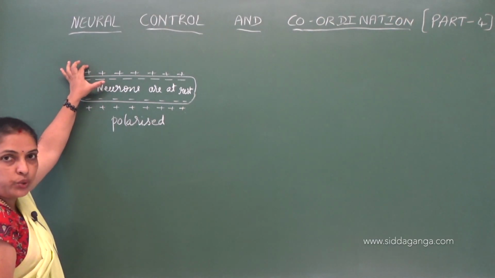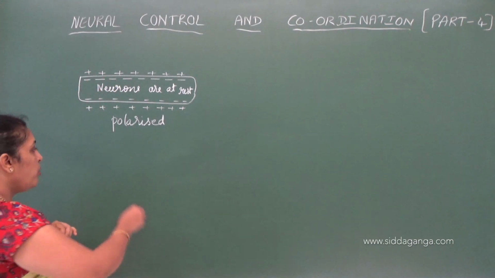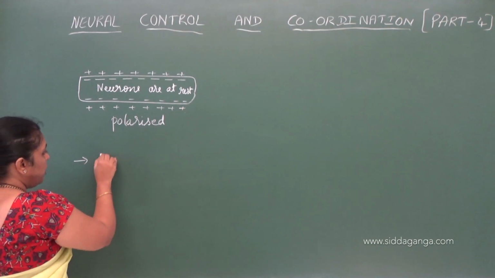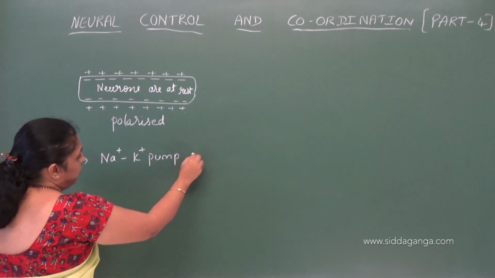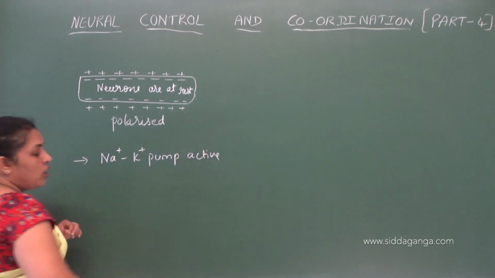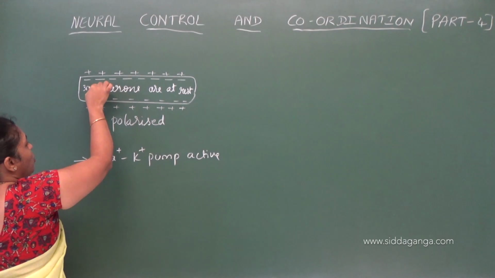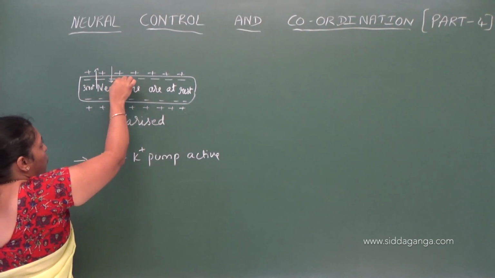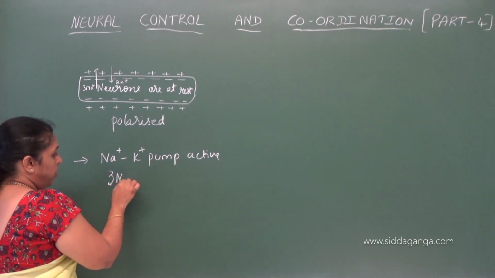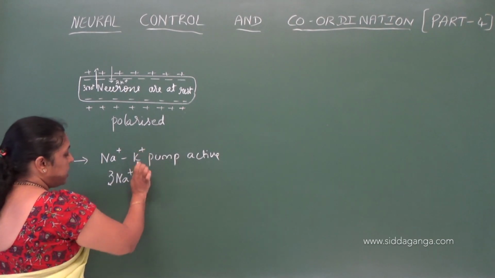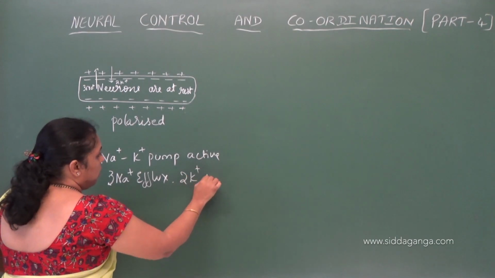Outside the axolemma, in the extracellular fluid, there is positive charge, and in the axoplasm there is negative charge. Because at rest we see the sodium and potassium pump will be active. That means when neurons are at rest, 3 sodium ions will move out, in turn we get 2 potassium ions inside. So here what happens, 3 sodium ions will efflux and 2 potassium ions will influx.